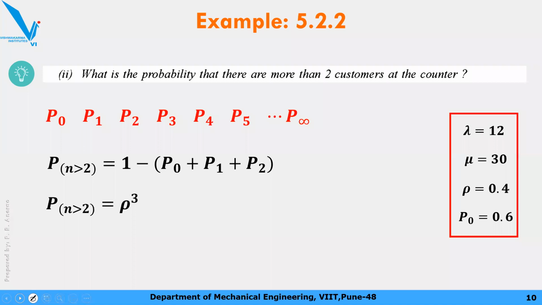Okay, so you can put rho equal to 0.6 and probability of having more than 2 customers at the counter is 6.4% or 0.064.